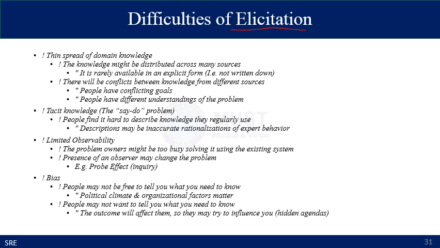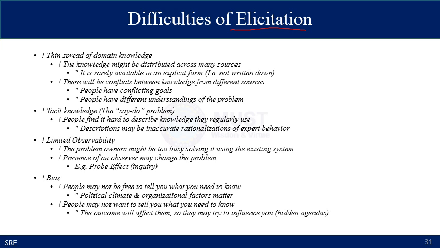And there can be some bias problems. People may not be free to tell you what you need to know. And there can be some political climate and organizational factors. People may not want to tell you what you need to know. The outcome will affect them, so they may try to influence you by using some hidden agenda.